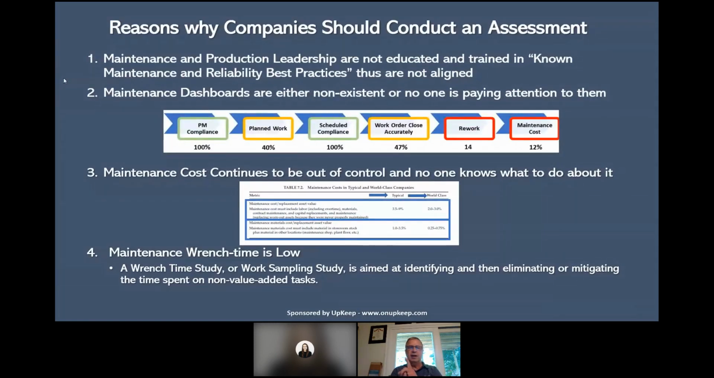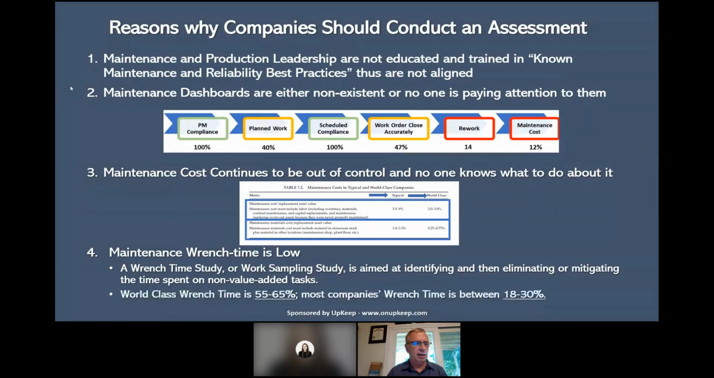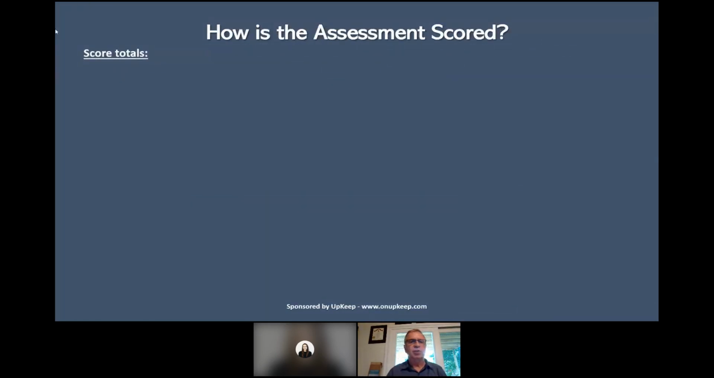That's just one of many non-value-added tasks, by the way. Okay. Yep. Okay. That's what I thought. All right. So how's the assessment scored? Okay. So these are typically the score totals.